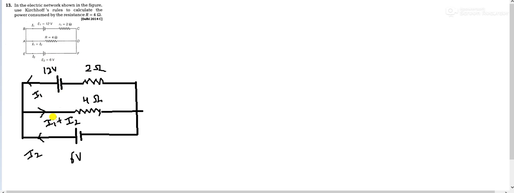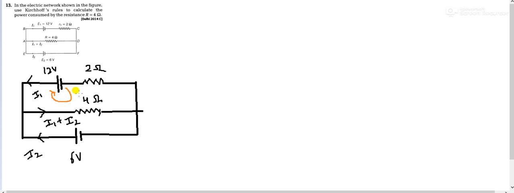Now the main rule that would be used here is the loop rule. As you can see, there are two loops, so you have to apply the loop rule in both of them. And if you remember the video when I told you about Kirchhoff rules, you have to assume any direction of the loop, that is clockwise or anti-clockwise, it depends on you. So for example, in this loop I am taking the direction to be clockwise.